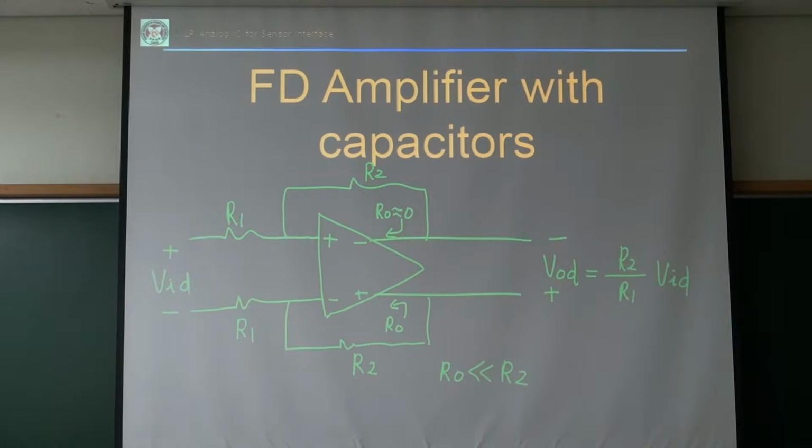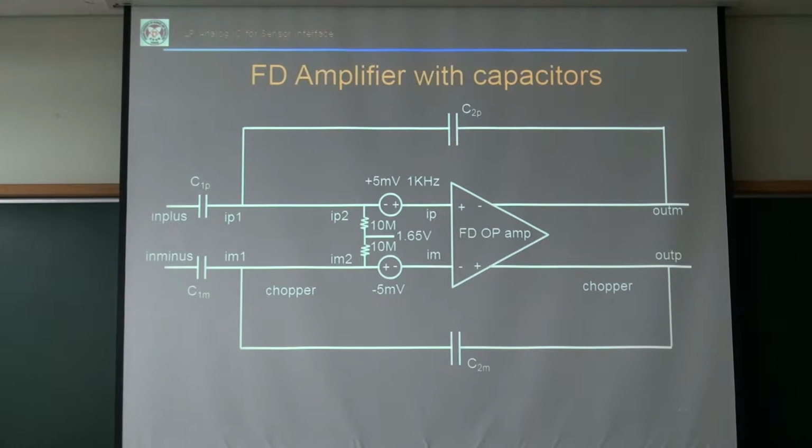However, in our case, this r_o is pretty large. This r_o may be very large, like 10 mega or more, something like that. I'm not sure exactly. Very large. So if you put some resistors there, the voltage gain will be reduced, right? gm times that r_o parallel R2, something like that, right? Because of this r_o, my voltage gain will be dropped. So I use a capacitor instead of a resistor, like that.